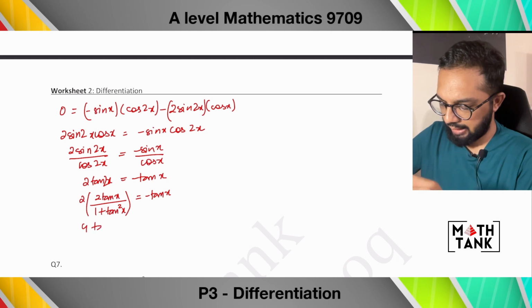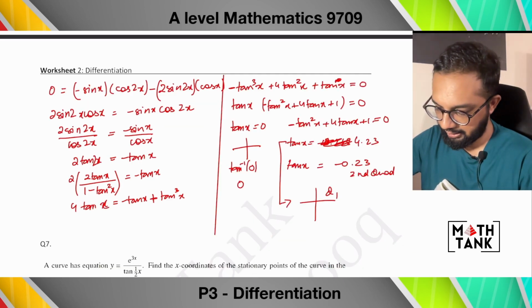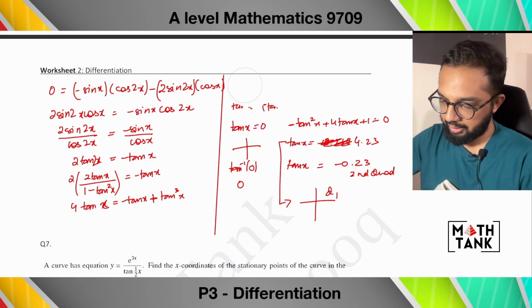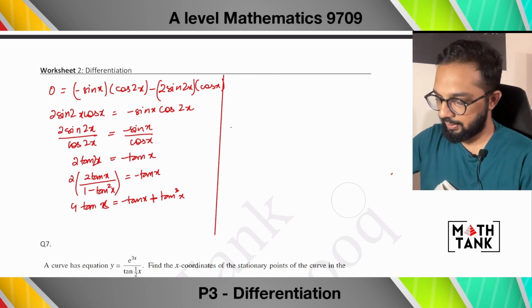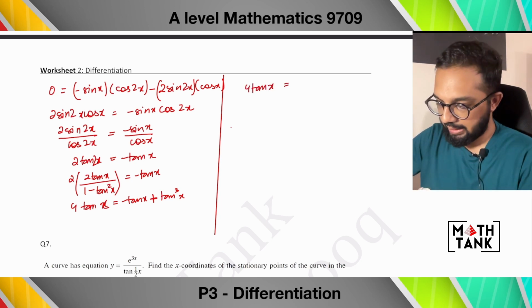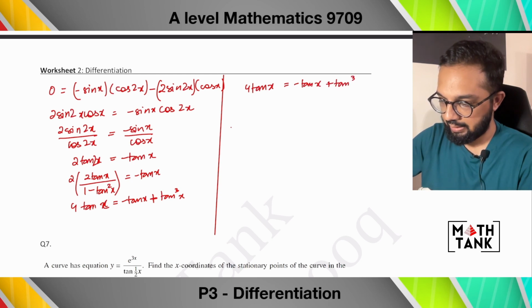That's 4 tan x. There's another mistake here. Oh, it's a simple question. I made it deliberately more complicated. Let's just do this again. So this was just 4 tan x instead of square x. I don't know why I wrote square x. So this becomes minus tan x plus tan cube x.